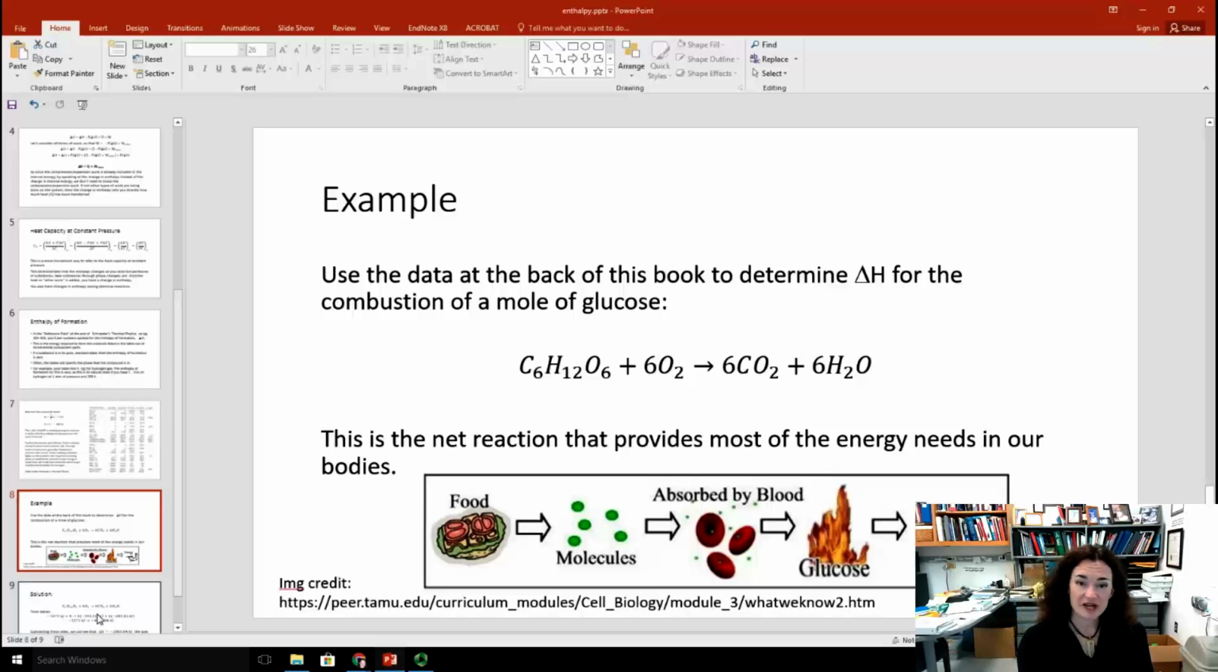So this is the net reaction that provides most of the energy needs in our bodies. So in other words, we take in food, we break that into little molecules, it's absorbed by the blood, we burn that glucose, and then we have the energy that we need to do all the tasks that we do throughout the day.